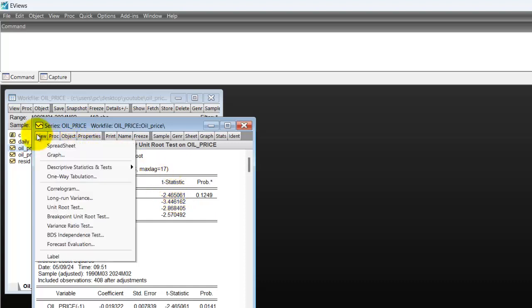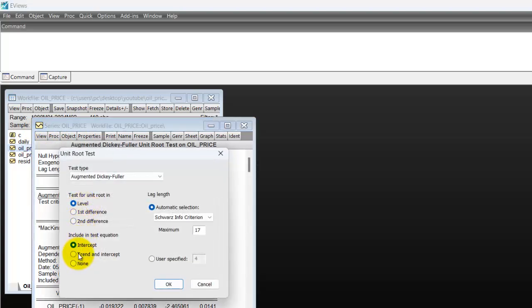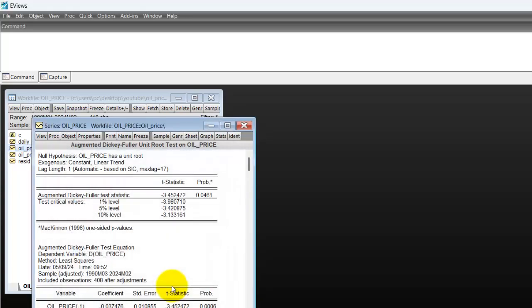Now let us include trend and intercepts in our test equation. So we pick this option 3, trend and intercepts. Take note, we still stick to level. Let us see the results. Wow. When trend and intercepts are included in the test equation, you can see that the result changes. Instead of an insignificant probability value, we now have a significant probability value.